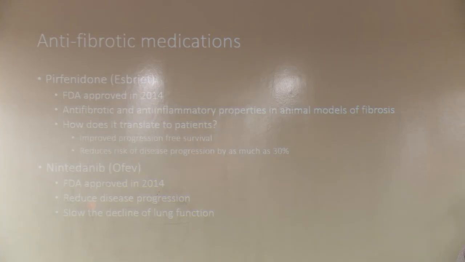So, I will go to antifibrotic medications. These are a newer type of medication that came onto the market in 2014. It's been available in Asia and Europe several years before that, but it was approved in 2014. There are two of them: one is pirfenidone, one is nintedanib. Their mechanisms of action are different, but basically what they do is slow down progression of fibrosis.